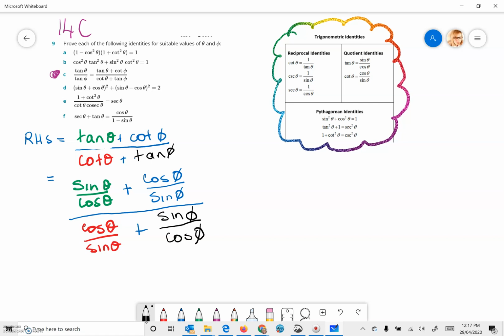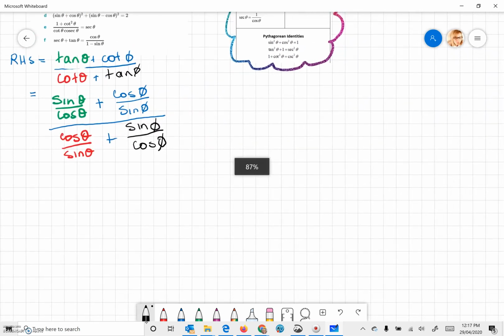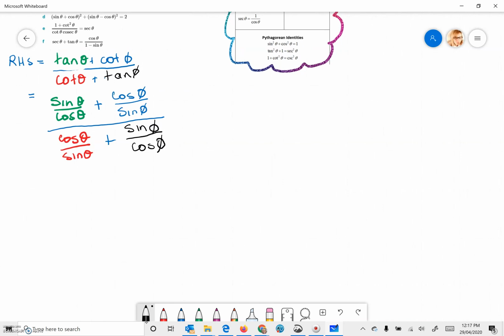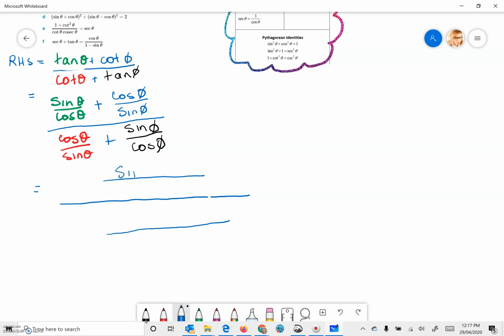Now at this point, it probably looks a bit like a mess, let's face it. You've got lots of things going on. But just remember to think about your numerator and your denominator. I'm just going to move them a little bit so we can see what's going on. Okay, put them over the same denominator. So we're going to have two different fractions going on. Okay, so this is sine and cos. So this is going to end up being sine squared theta.